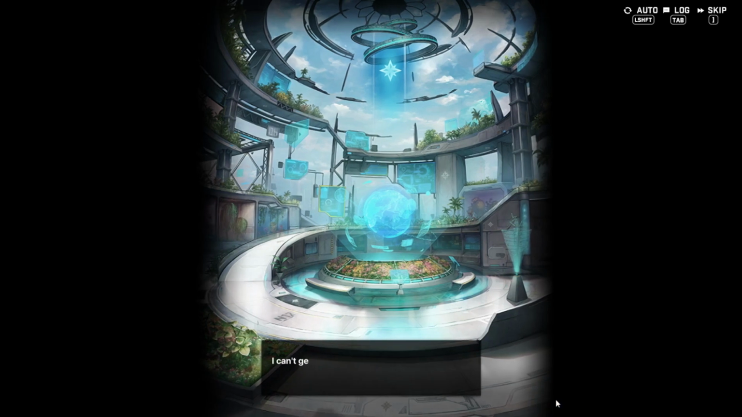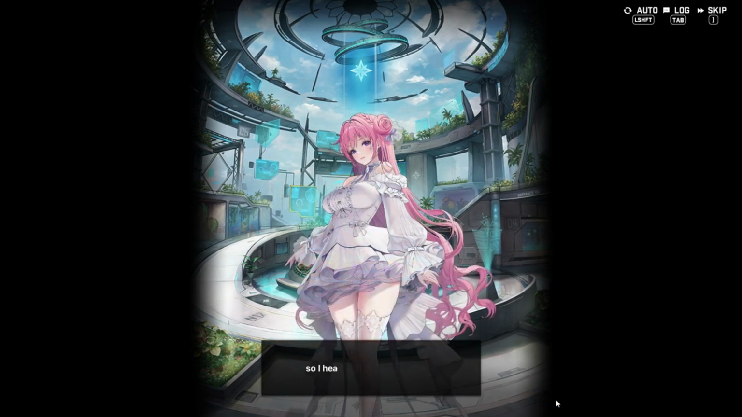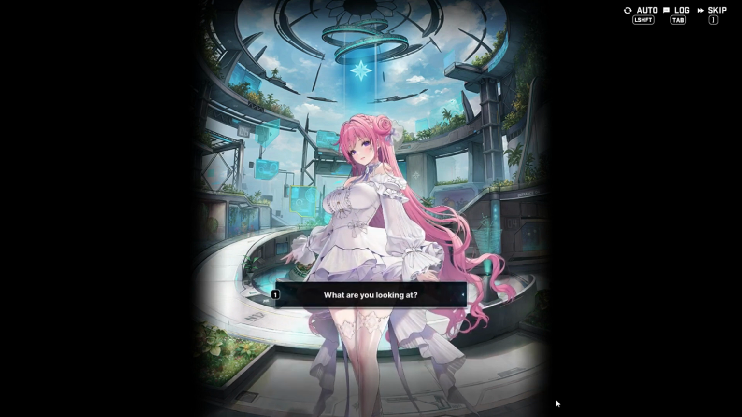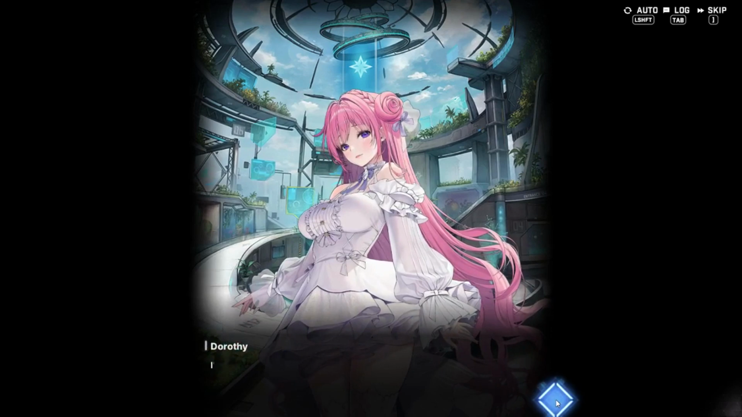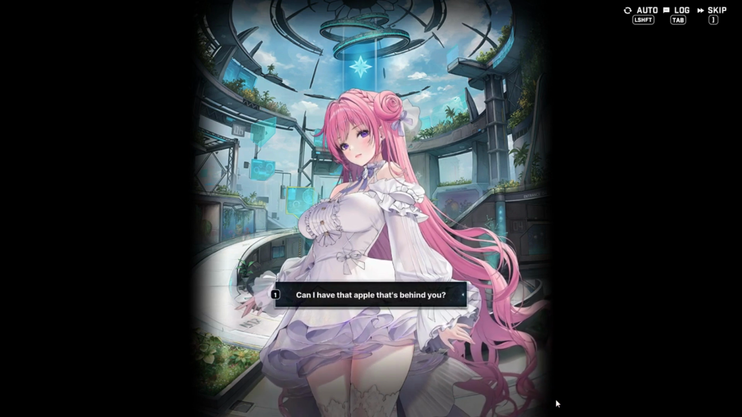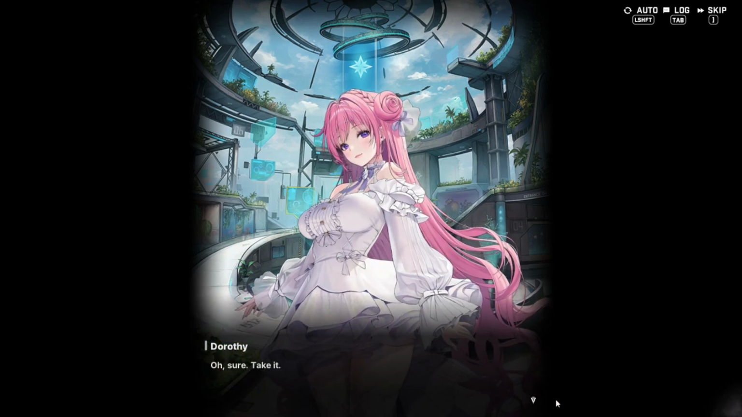The next day. I can't get that image of a solitary Dorothy out of my mind, so I head back to the courtyard. What are you looking at? Huh? I'm not looking at anything. The day after. Can I have that apple that's behind you? Huh? Oh, sure, take it. After a week of pestering her in this fashion, she finally reaches her boiling point.